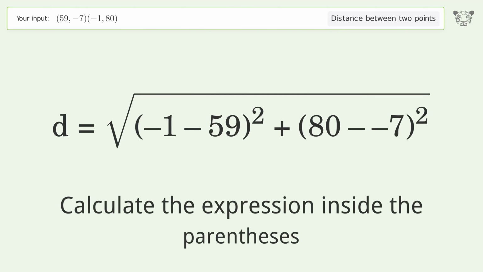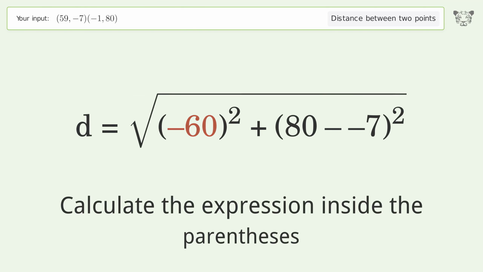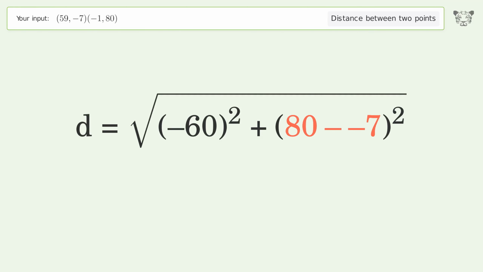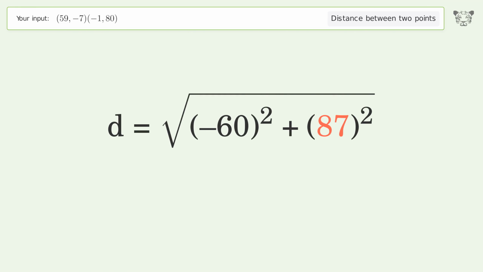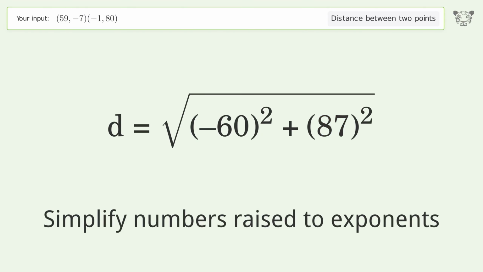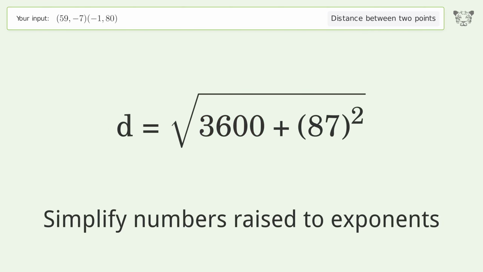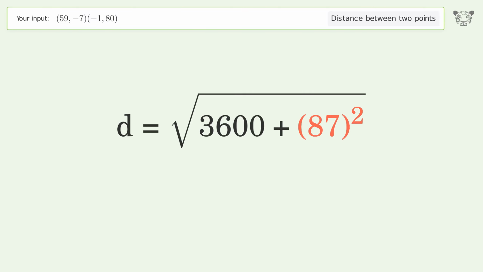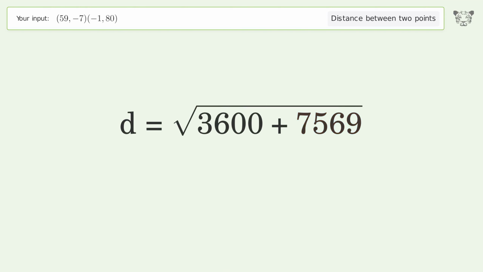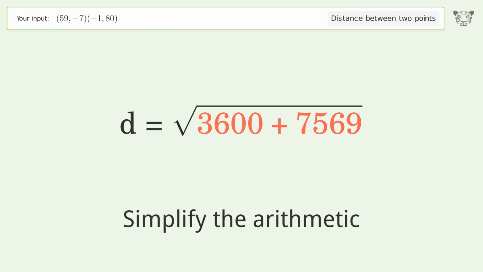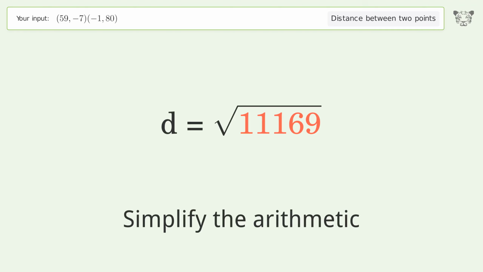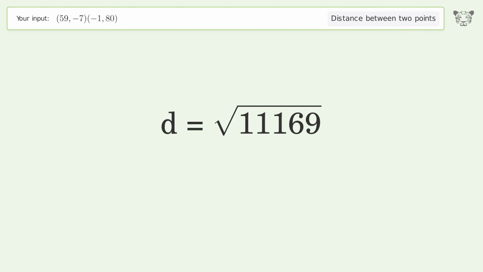Calculate the expression inside the parentheses. Simplify numbers raised to exponents. Simplify the arithmetic. And so the distance between the 2 points is the square root of 11,169 or 105.683.